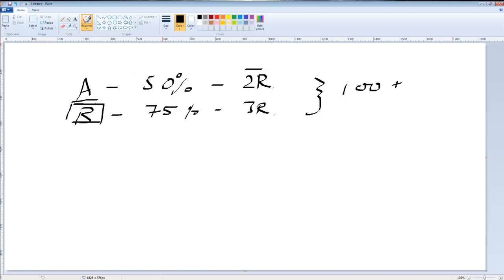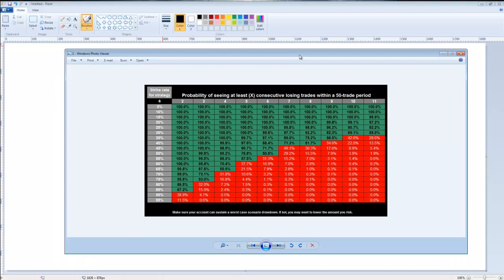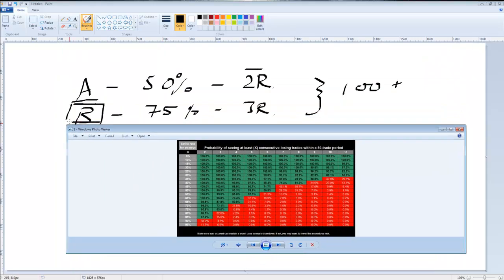Because with these two strategies we can see, just bringing our probability matrix back on the screen, if you've got strategy B here and it's got a 75% strike rate, your chance of getting 5 losers in a row is under 5%. You've got very little chance, over a 50 trade sample size. But if you've got a 50% strike rate, your chance of getting 5 losers in a row is 77%. Basically, it's going to happen.